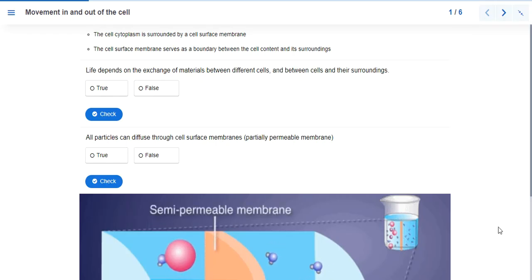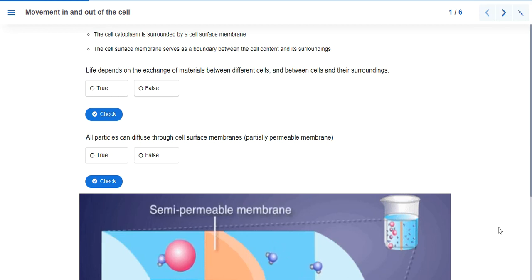Hello students. Today we'll be looking at movement in and out of cells. The cell cytoplasm is surrounded by a cell surface membrane. The cell surface membrane serves as a boundary between the cell content and its surroundings.